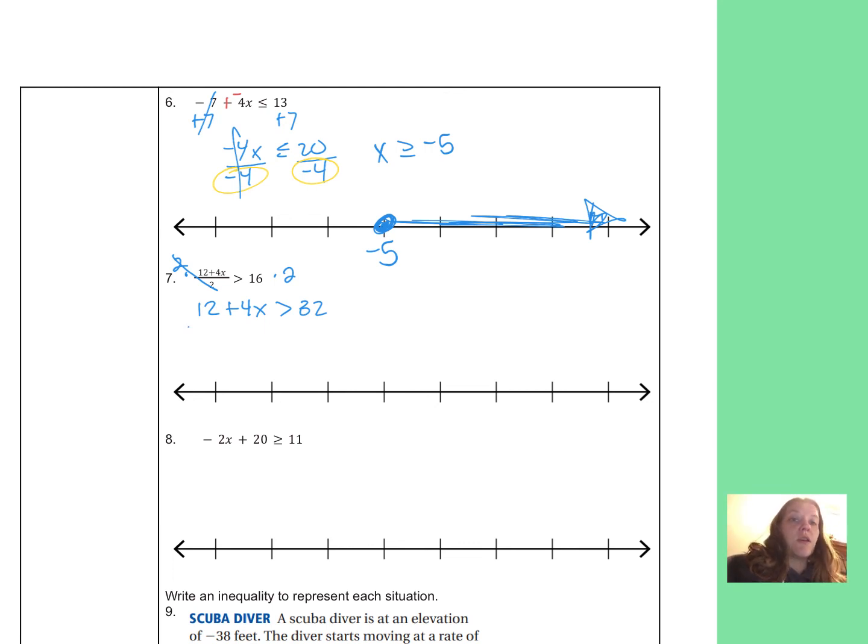I'm going to do -12 on both sides. I get 4x is greater than 20. And then I can divide both sides by 4. So x is greater than 20 divided by 4 would be 5. I'm going to put 5 on my number line. I need an open circle because it does not have the equal to part, and I want values that are greater than 5.